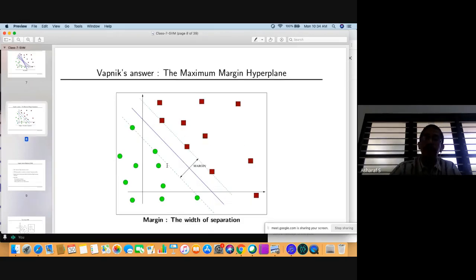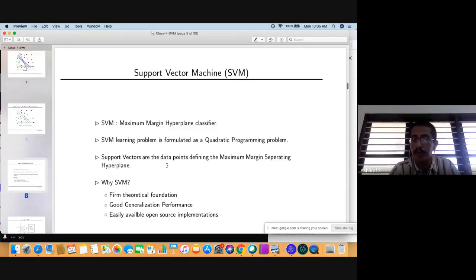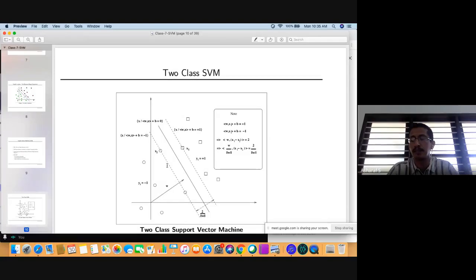Once you have that, the marginal separation becomes 2 by norm w. That can be mathematically seen. For any candidate, the marginal separation between the boundaries would be 2 by norm w. So my problem reduces to maximizing 2 by norm w, which can be represented as minimizing norm w.